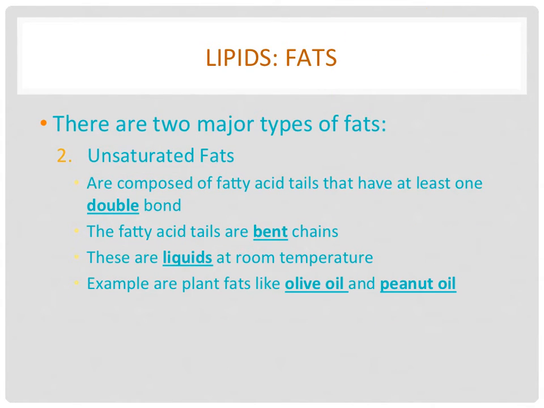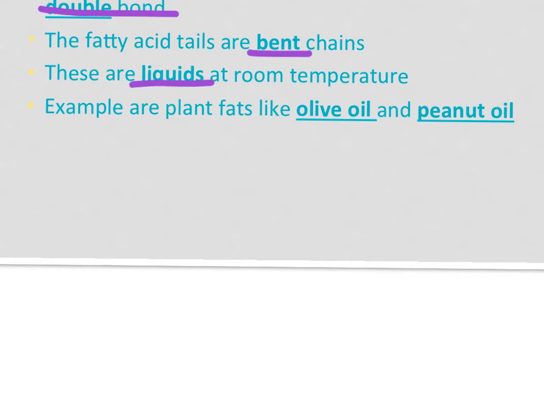The second group of fats are called unsaturated fats. So when you think about these, you can think that unsaturated fats are basically the opposites of saturated fats. Unsaturated fats are composed of fatty acid tails that have at least one double bond. They are bent chain tails, and they are liquids at room temperature. So these are your olive oil, your peanut oil, your canola oil.